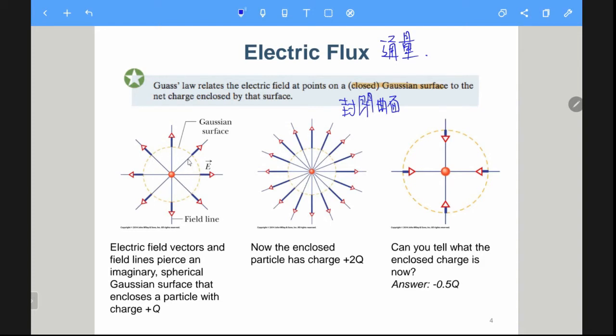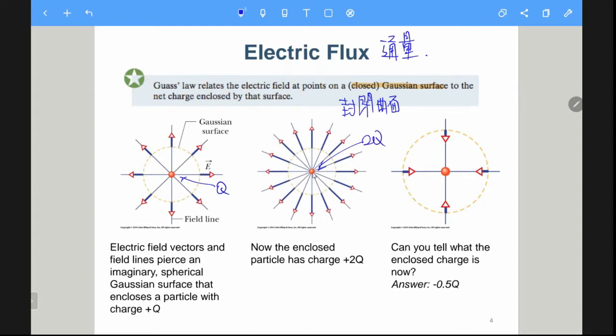So now we consider this circle. Here we have a charge, and it generates the E field with 8 arrows pointing outwards. Here it specifies the charge plus Q, so the E field points outward. And here we have another charge, although it looks smaller, actually it is 2Q.